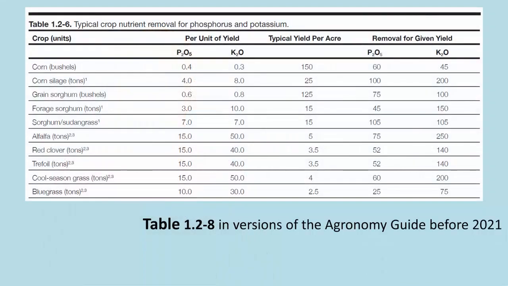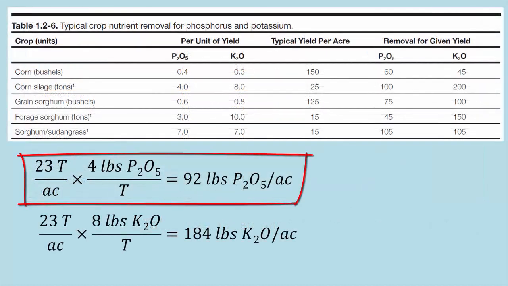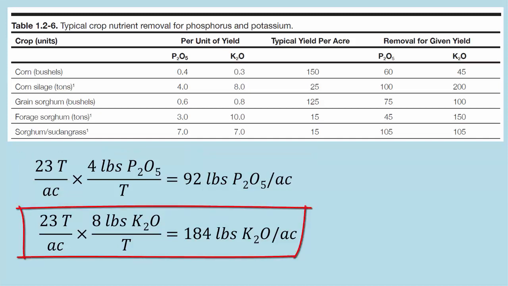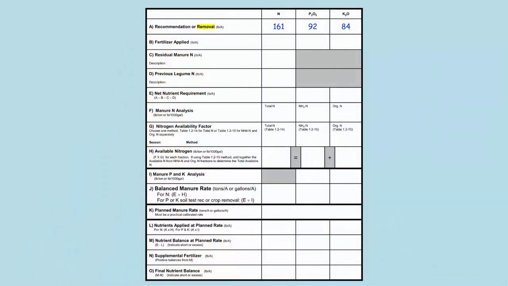Then we would look at our tables for phosphorus and potassium removal. We see that for corn silage, each ton of expected yield will remove 4 pounds of P2O5 and 8 pounds of K2O. So the P2O5 removal is 23 tons per acre times 4 pounds P2O5 per ton, or 92 pounds P2O5 per acre. The K2O removal is 23 tons per acre times 8 pounds K2O per ton, or 184 pounds K2O per acre. We would put these removal values into the first line of the nutrient balance sheet when calculating manure application rates using a crop removal basis.